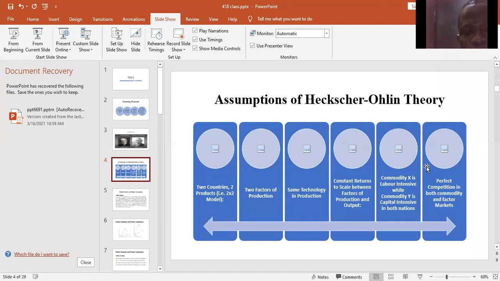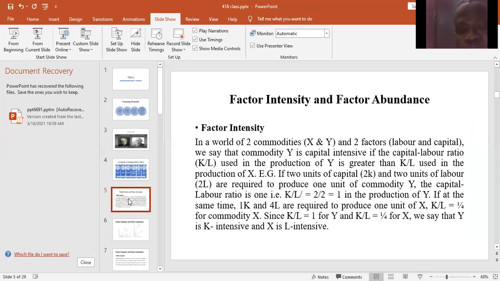Now, before we really go ahead to explain the theory, there's need for us to explain some basic concepts. And let's start with factor intensity. When you say factor intensity, what do you mean by the concept of factor intensity? The first one is that if we have a commodity that uses more labor than capital, we can say absolutely that such a commodity is labor intensive.